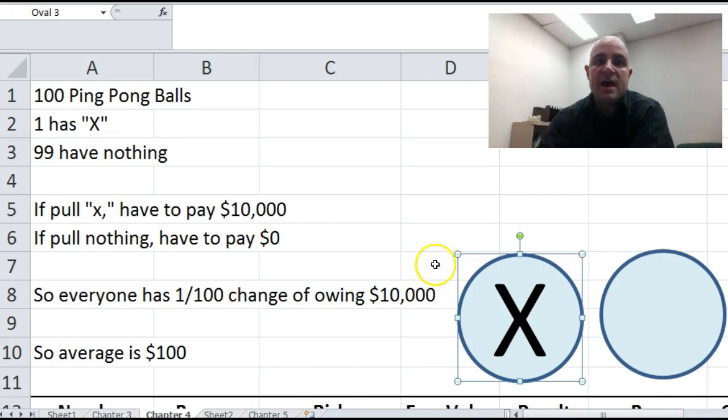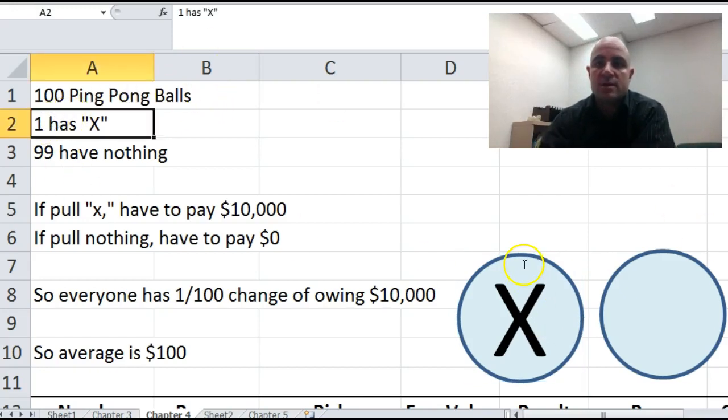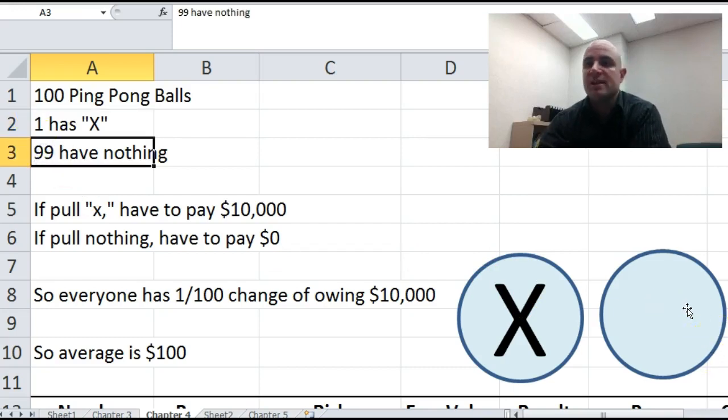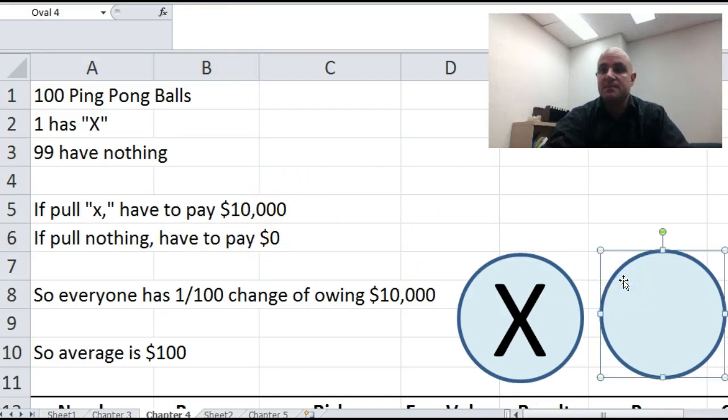So out of those 100 ping pong balls, which I have over here, one of those ping pong balls has a giant X on it. 99 are plain, they're blank, they have nothing. Now, what happens is everybody has to, you don't have a choice, okay? You have to go up and everybody has to pull out a ping pong ball. If you pull out the ping pong ball that has the X on it, you have to pay $10,000. Not a fun game. But if you pull out nothing, you don't have to pay anything.